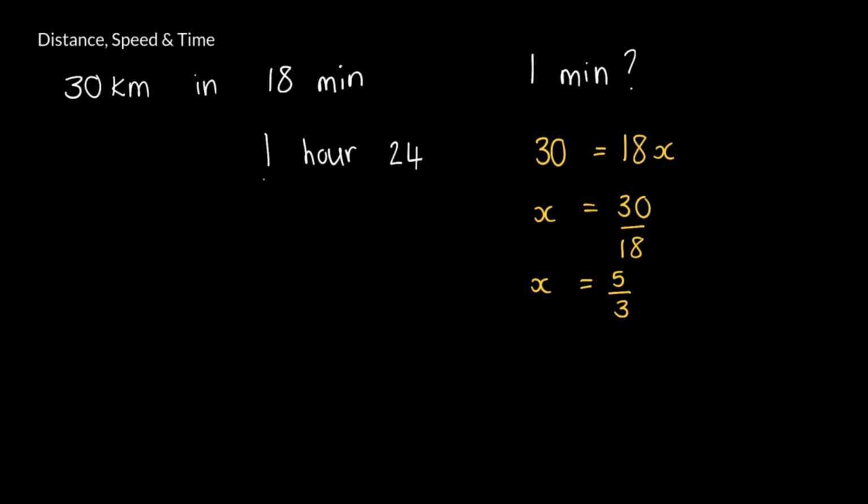Now we know that 1 hour is actually 60 minutes. So we can rewrite this as 60 minutes plus 24 minutes. That's going to give us 84 minutes, right? If 1 minute is 5 over 3, how much are we going to travel in 84 minutes? And that's just going to be 84 multiplied by 5 over 3.